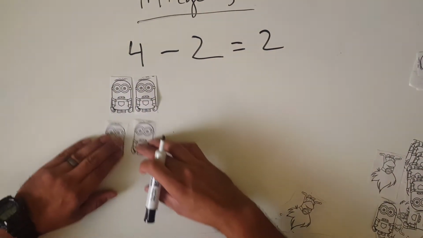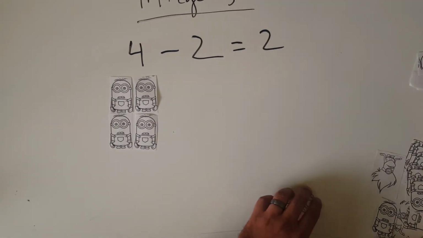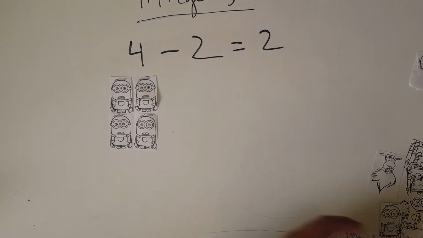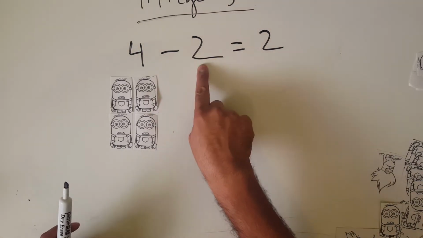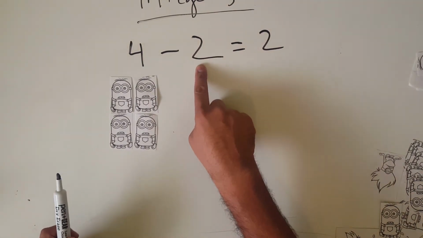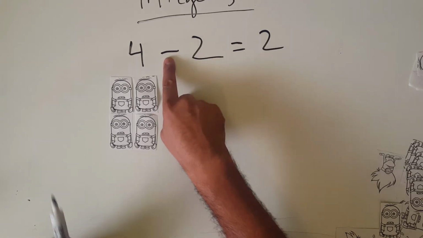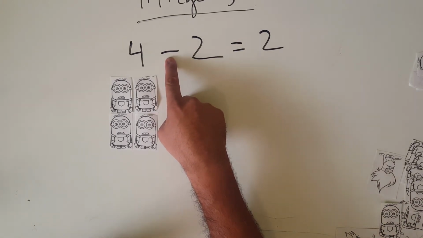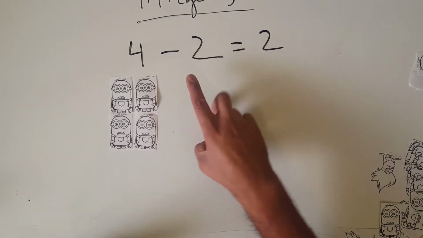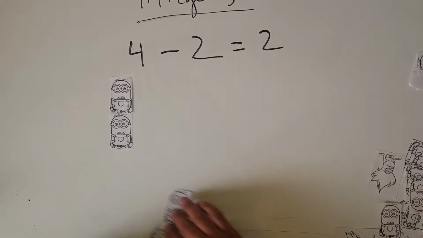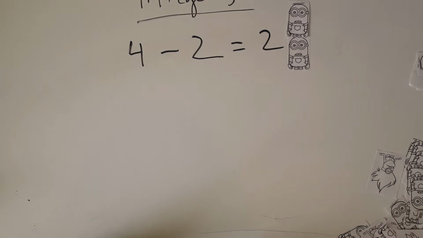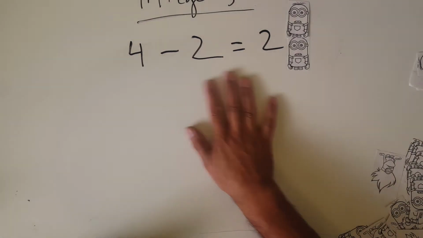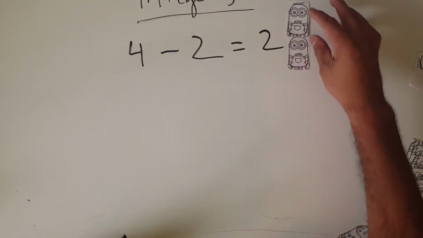All right, so here we have 4 positive minions, and from them, what am I going to take away? I'm going to take away 2, right? So it says minus 2 positive. That's a positive 2, because it does not have a negative sign. This is a minus sign, not a negative sign, okay? So I take away 2, and those are gone. And I'm left with 2, and that's my answer. Okay, so that's how subtraction works. That's super simple subtraction. It's not always going to be that simple.